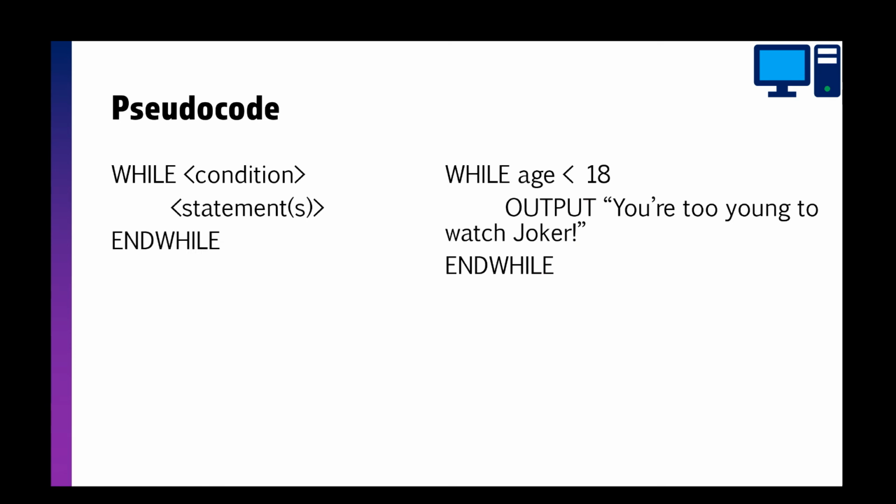So here's an example of pseudocode again, just to help you out. You put while condition and then your statement. For example, while age is less than 18, output you're too young to watch Joker, because it's an 18, end while.